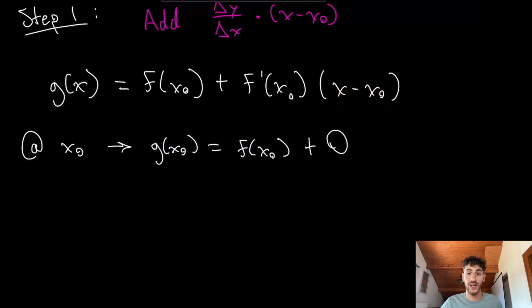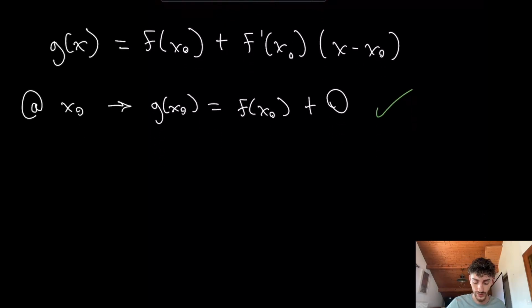And so, okay, g at x naught is equal to f at x naught. That matches. Okay, so that's good. Now let's look at the derivative. Does the derivative work out? Well, g prime at x, what is that? Well, the derivative of, let's look at the terms here. So the derivative of this term, f at x naught, that's a constant, so that's 0.